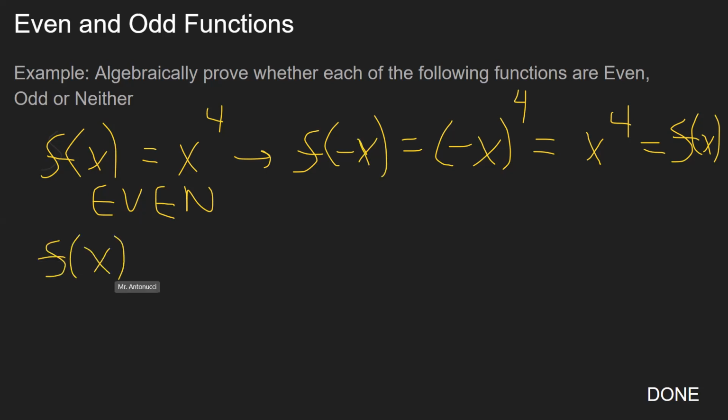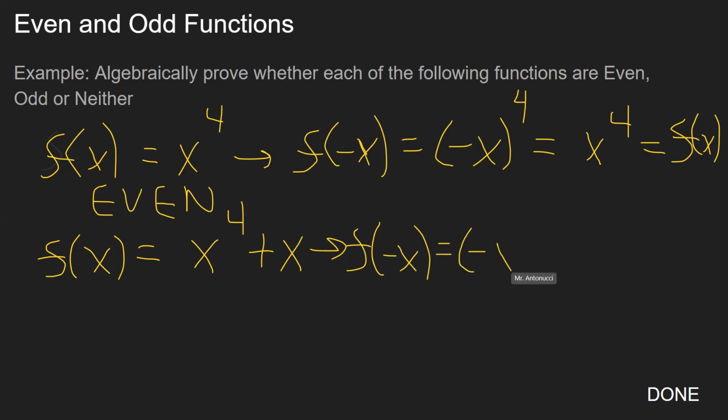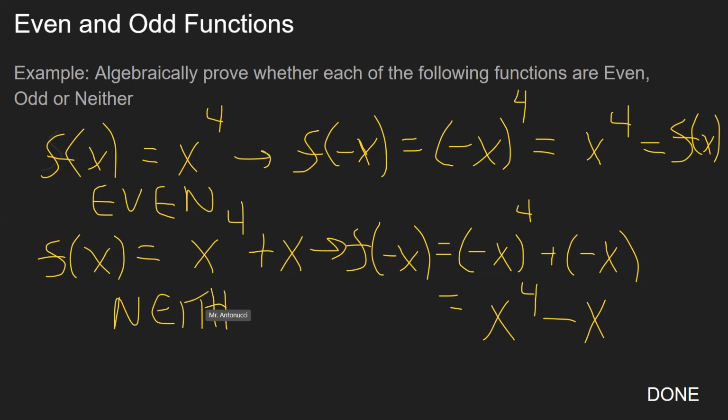However, if I have f of x equals x to the fourth plus x, and I enter f of negative x, you would have negative x to the fourth plus negative x. This is going to simplify to x to the fourth minus x. Notice that is not the same as the original function, and it's also not the opposite of the original function. If it were, it would be negative x to the fourth minus x. So this is neither even nor odd.